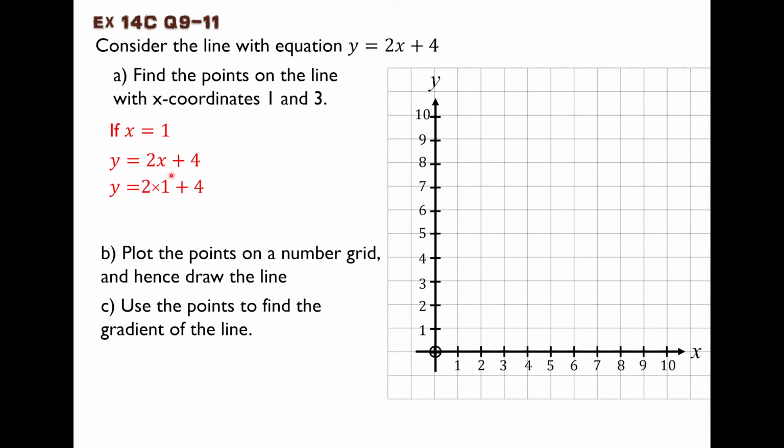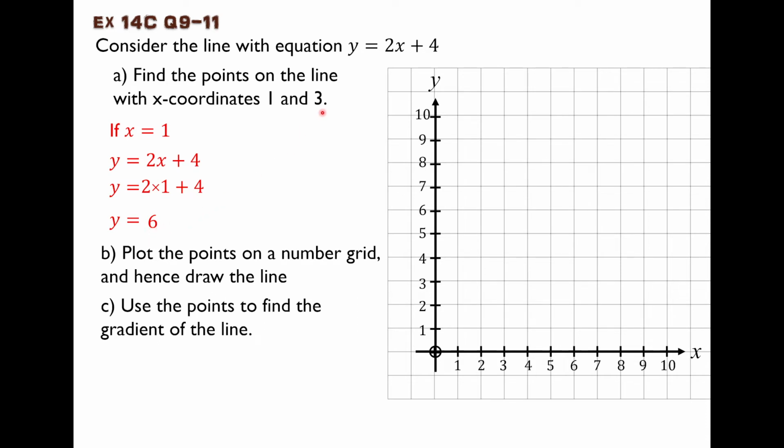Anyway, so y equals 2 times 1, I copy down the plus, I copy down the 4. Now I'm going to write it again. Copy down the y, copy down the equals. 2 times 1, I can replace that with the answer. In my rules of maths, I do multiplication before I do addition. 2 times 1 is 2, plus 4 makes 6. So if x is 1, y is 6.